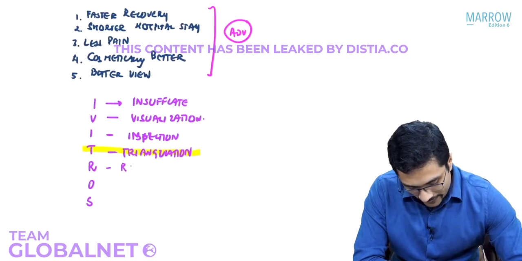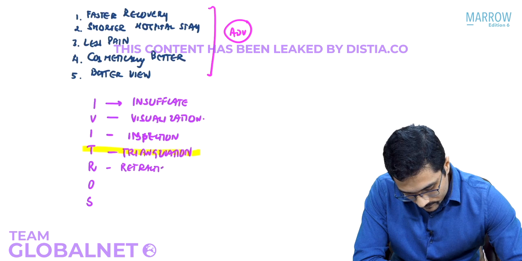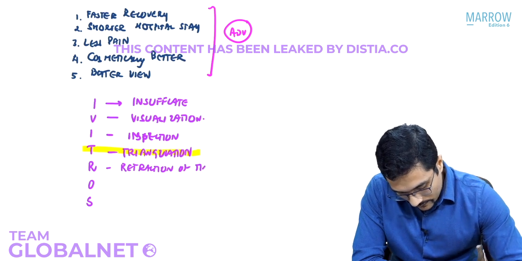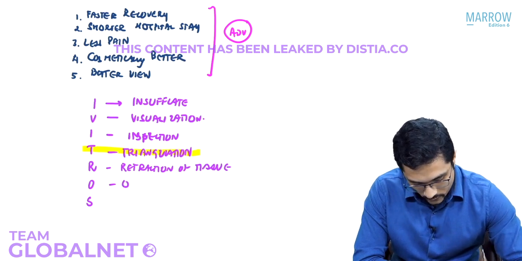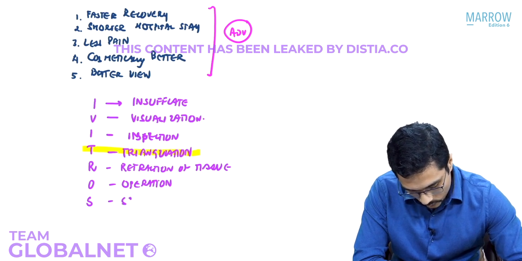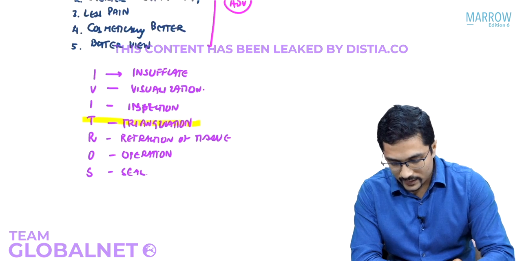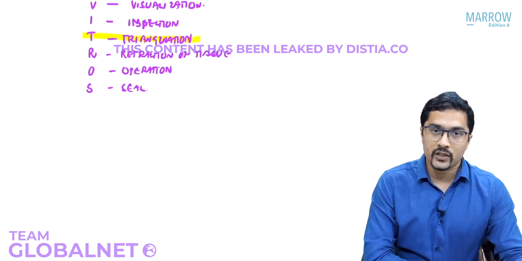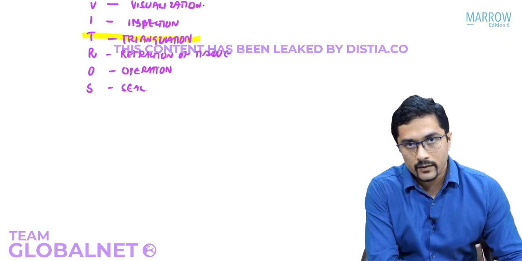R stands for retraction of tissue. O is for the operation, and S is to seal the wound after we've done the surgery. So these are the basic principles of laparoscopic surgery which can be remembered with this mnemonic.